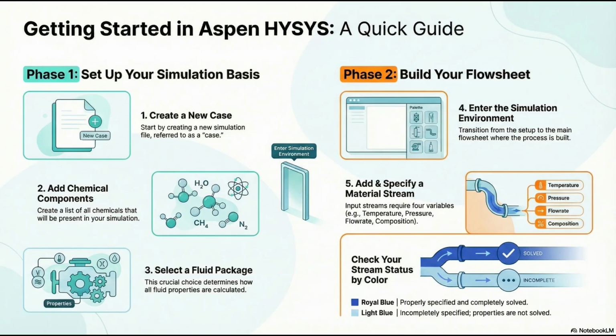Getting started in Aspen HYSYS begins with setting up your simulation basis. Create a new case, add your chemical components, and choose the right fluid package. Then move into the simulation environment, build your flow sheet, and specify your material streams. Watch the stream colors to check if your inputs are complete and your model is fully solved.